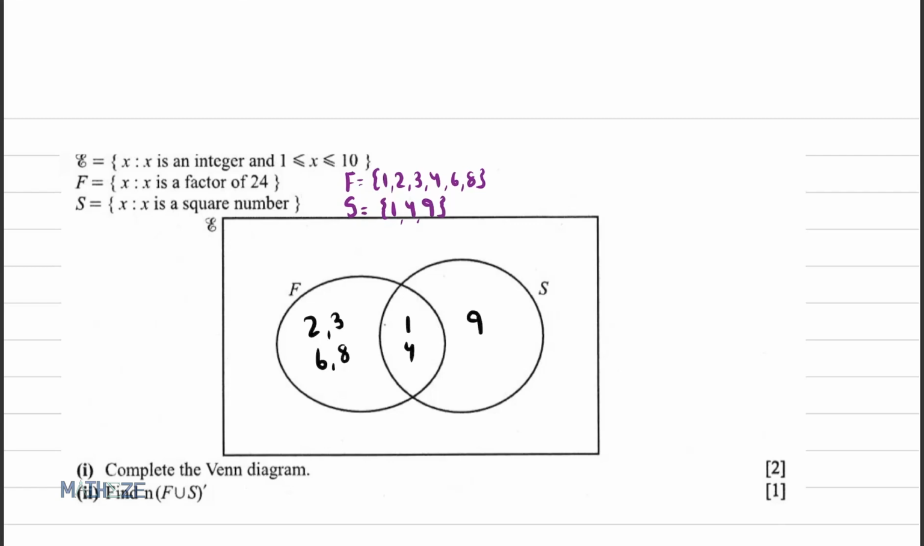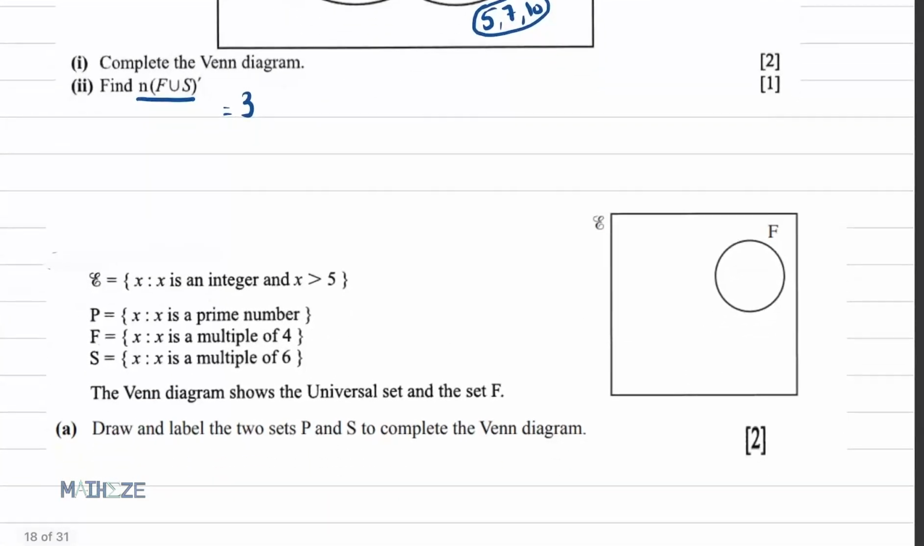Now, if you compare from universal set, what elements are missing? 5, 7, and 10. You are supposed to write n of (F union S) complement, which means all the area other than F and S. So how many elements are here? 5, 7, and 10. That means 3. So my answer will be 3. Got this, guys? On to the next question.